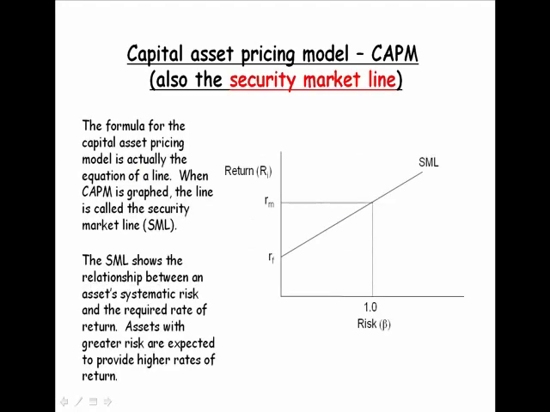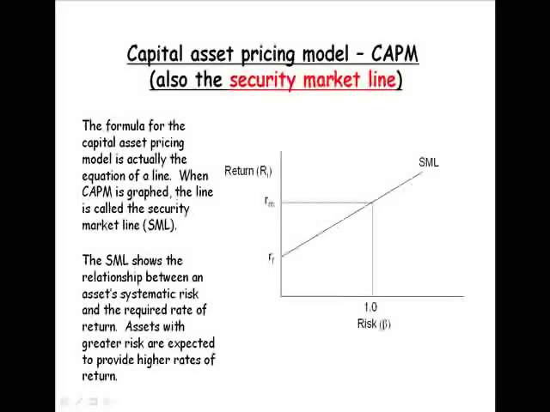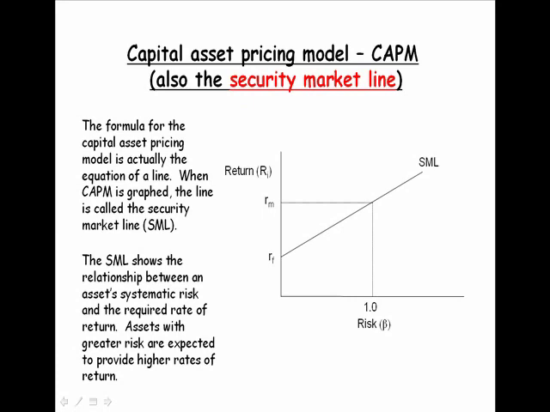The formula for the capital asset pricing model, as we said before, is actually the equation of a line. So when the capital asset pricing model is graphed, the line itself is called the security market line. Now, the SML, the security market line, shows us the relationship between an asset's systematic risk, as represented by beta, and the asset's required rate of return.